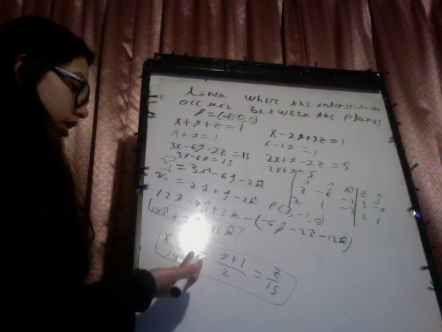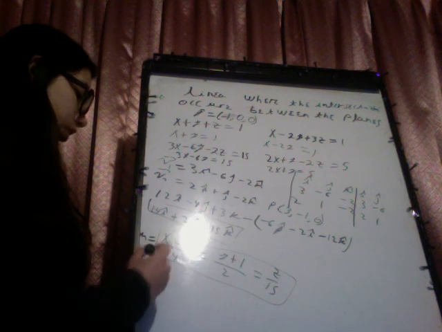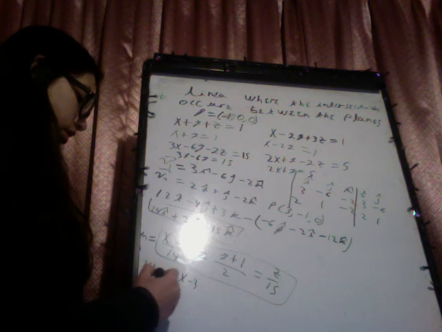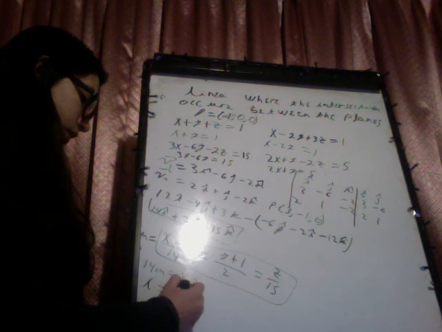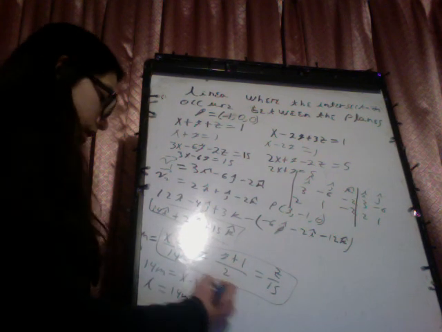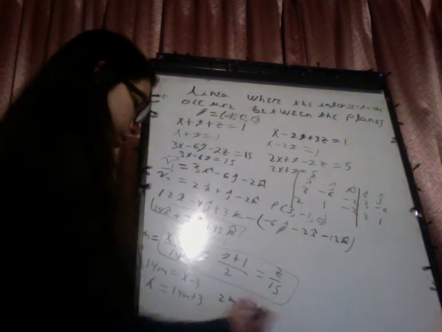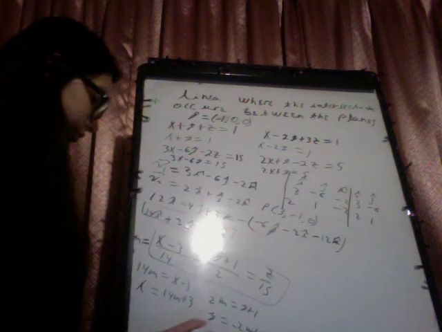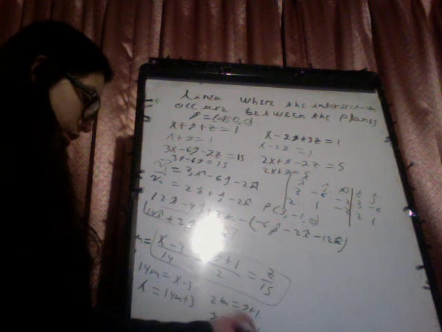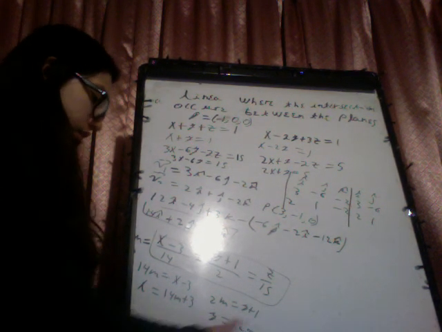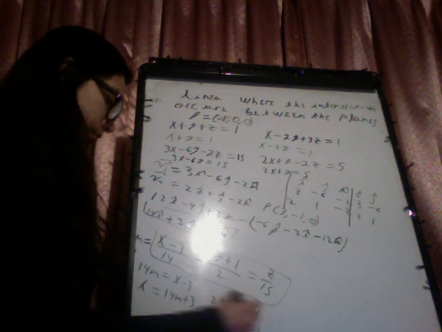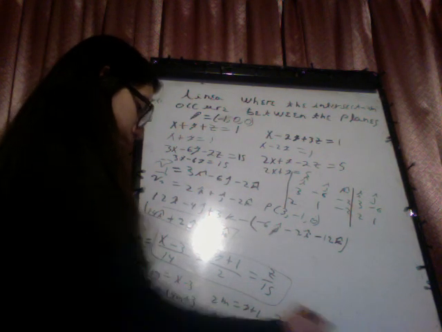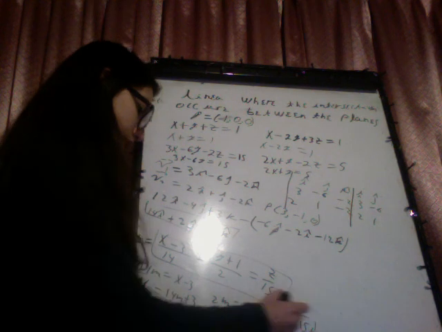Now the parametric, if you wish, here let's put n: 14n equals x minus 3. So x is equal to 14n plus 3. Here 2n is equal to y plus 1. Y is equal to minus 2n plus 1. Yeah, sorry, 2n minus 1. And c is equal to 15n. And these are the parametric equations of the line.